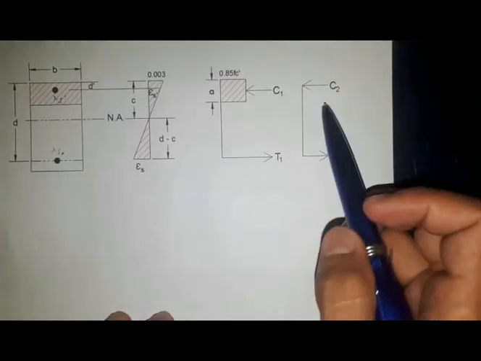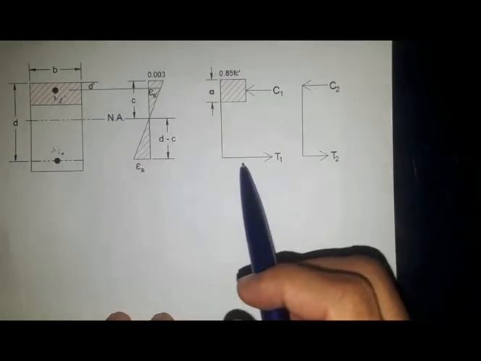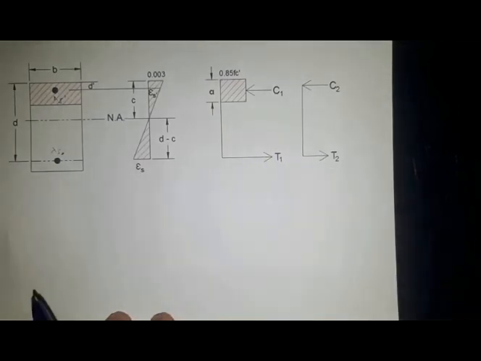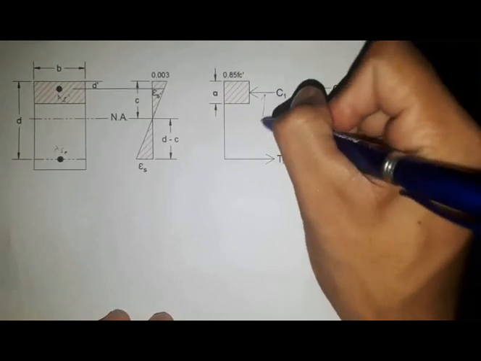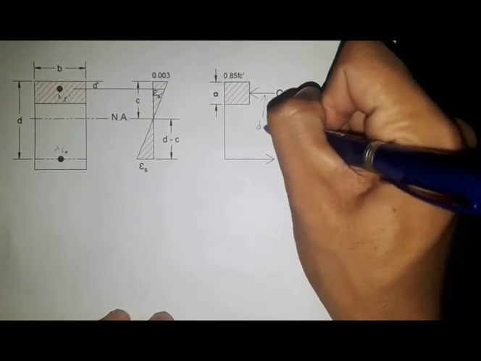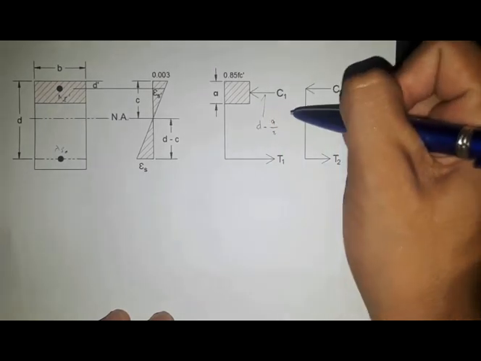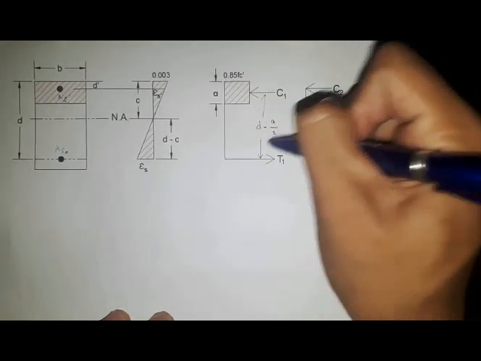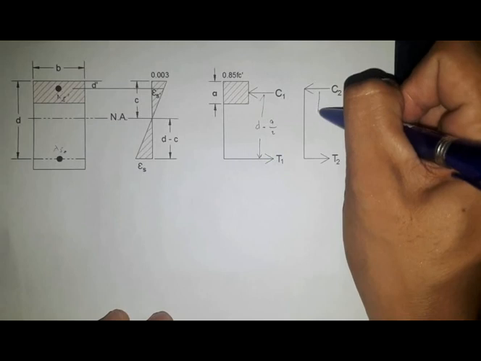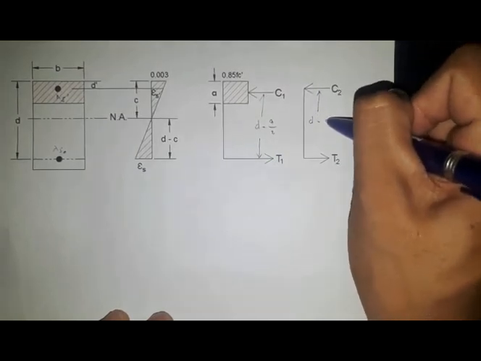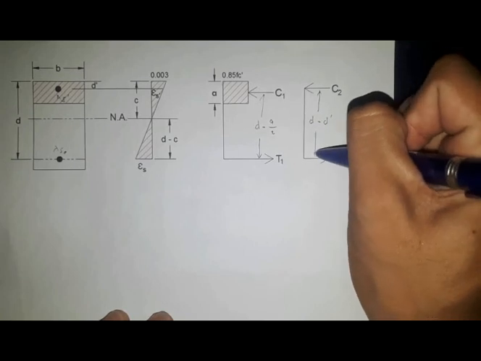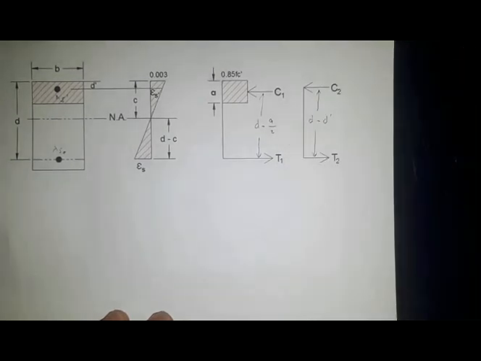So, ito yung diagram niya ng couple diagram. So, hinati natin sa dalawa. So, this distance, ito yung D minus A over 2. Ito yung moment arm niya. While this one, this distance is D minus D prime. So, ito naman yung moment arm niya.